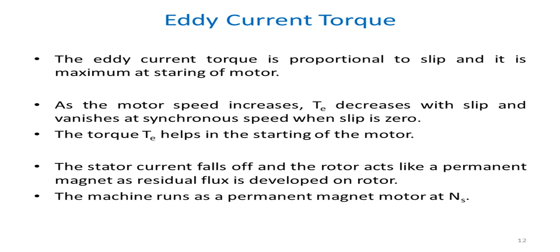Eddy current torque. The eddy current torque is proportional to slip and it is maximum at starting of the motor. From the previous equation we have seen that torque TE is proportional to slip. So the eddy current torque is proportional to slip and it is maximum at the time of starting of the motor as slip is 1.